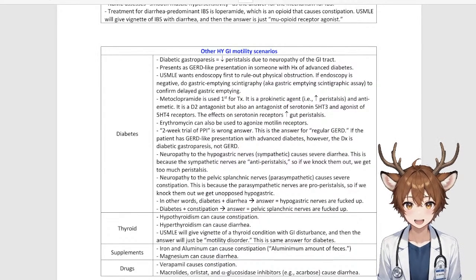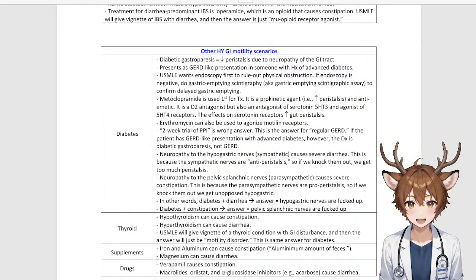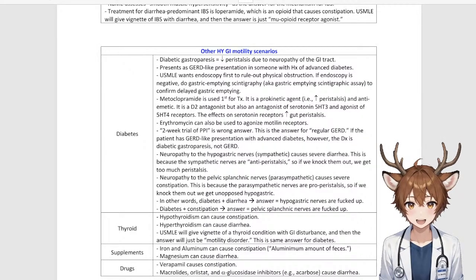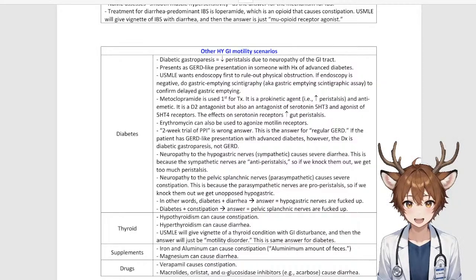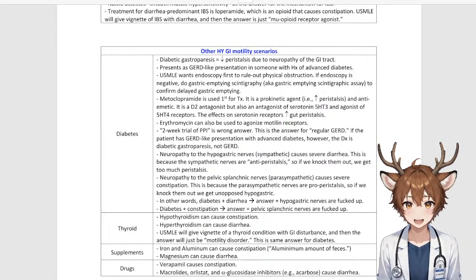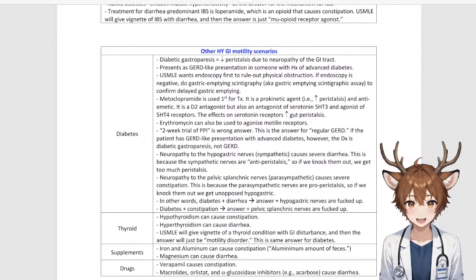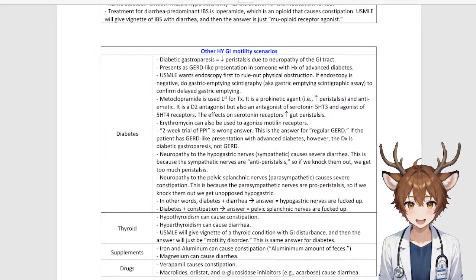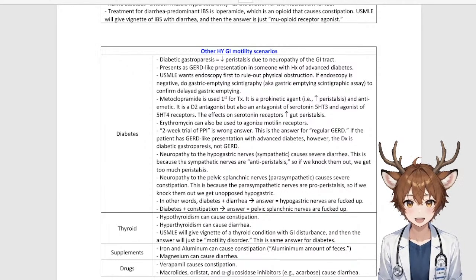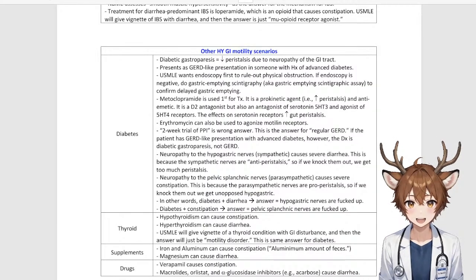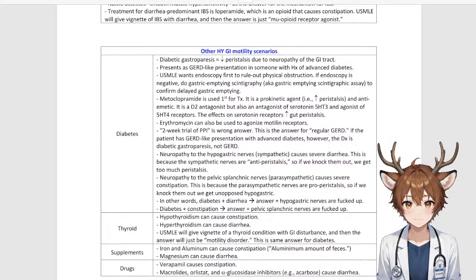Metoclopramide is used first for treatment. It is a prokinetic agent, that is to say, it increases peristalsis, and it is an antiemetic. It is a D2 antagonist and is also an antagonist of serotonin 5-HT3 and an agonist of 5-HT4 receptors. The effects of serotonin receptors increase gut peristalsis. Erythromycin can also be used to agonize motilin receptors. The 2-week trial of PPI is a wrong answer. This is the answer for regular GERD. If the patient has a GERD-like presentation with advanced diabetes, however, the diagnosis is diabetic gastroparesis, not GERD.